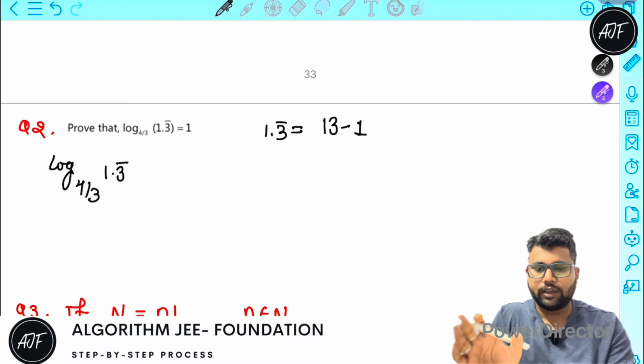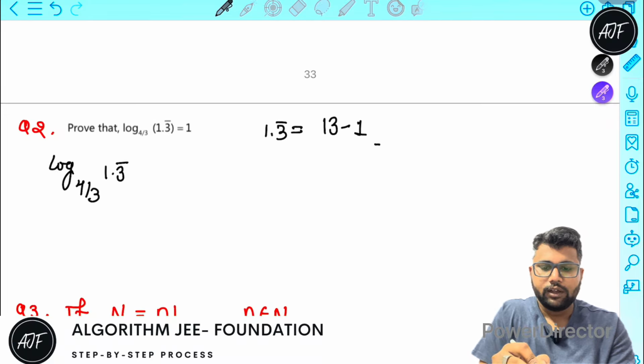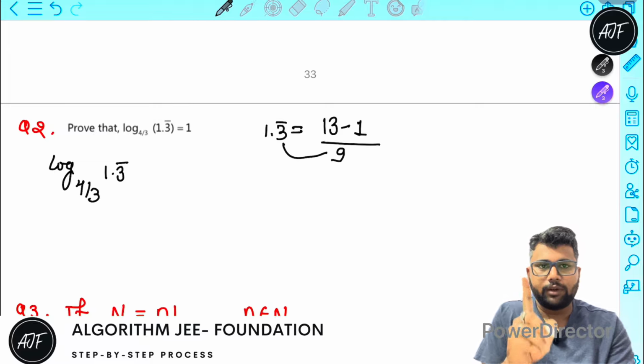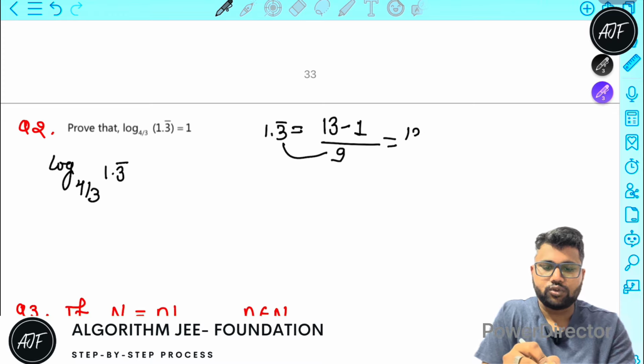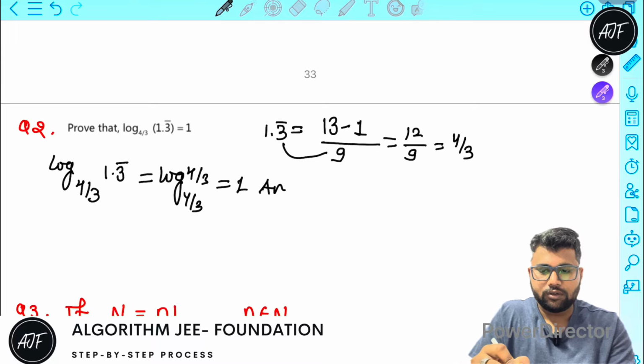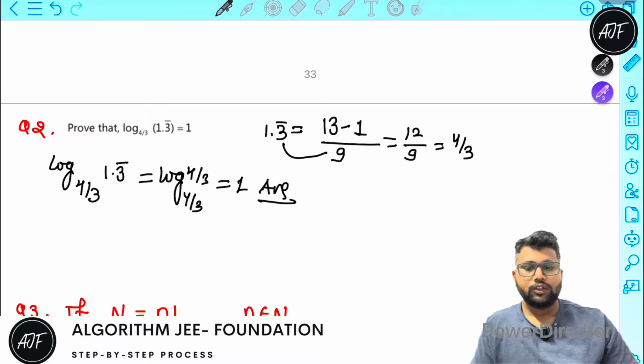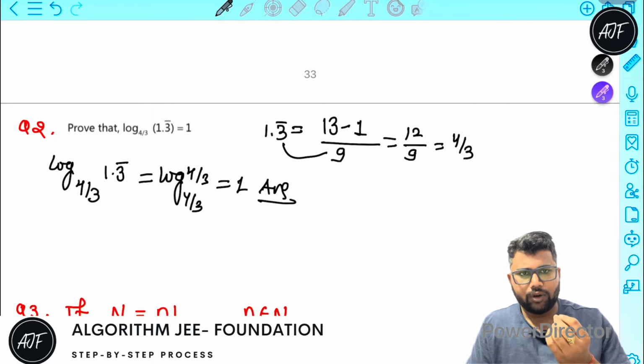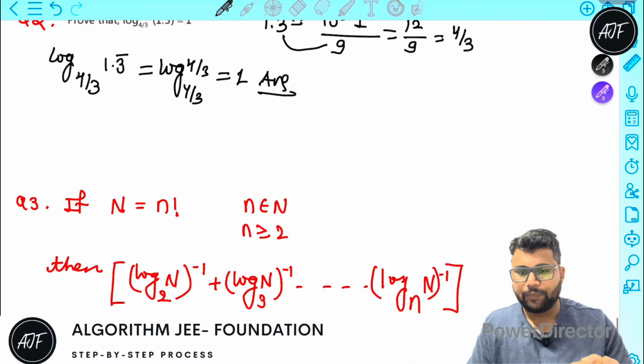If some number is not recurring, then it is subtracted, and divided by as many nines as the number of recurring digits. So here one number is recurring, so I use 9, meaning 12 by 9. 12 by 9 means 4 by 3. So now you see that the log is 4 by 3 and the base is also 4 by 3, so the answer is simply 1. So that is the proof. The main important role in this question is the recurring decimal.